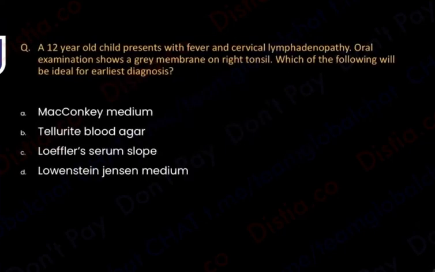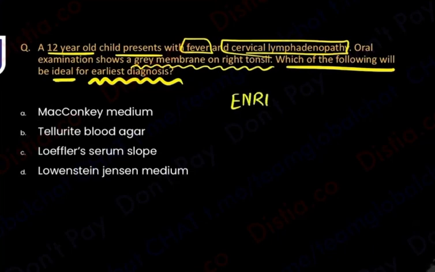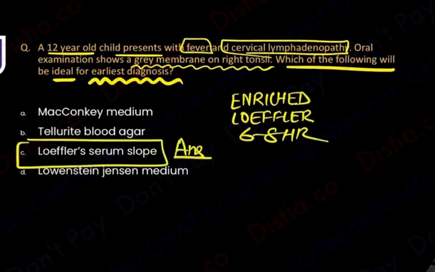Actually, there's one more question after which we'll wrap up. A 12-year-old child presents with fever, cervical lymphadenopathy. Oral examination shows a gray membrane on the right tonsil. So what diagnosis do we make? There's a child with a membrane. I've made a diagnosis of Corynebacterium diphtheriae. Which of the following will be ideal for earliest diagnosis? They've not asked you the best media, they've asked you early, the 8 hours media. So the enriched media with 8 alphabets was Loeffler, and that is going to take roughly 6 to 8 hours. So Loeffler serum slope is going to be the answer over here.